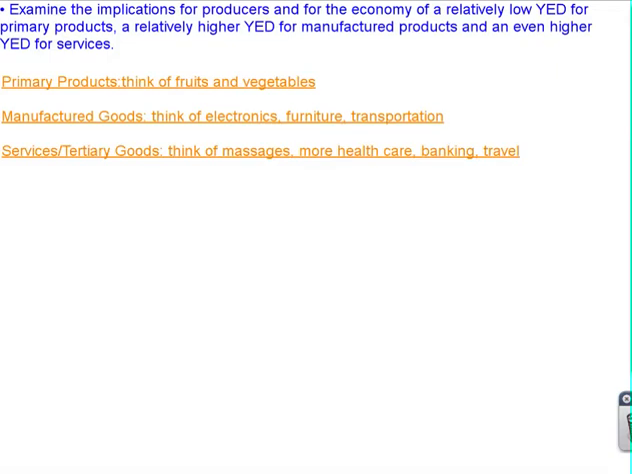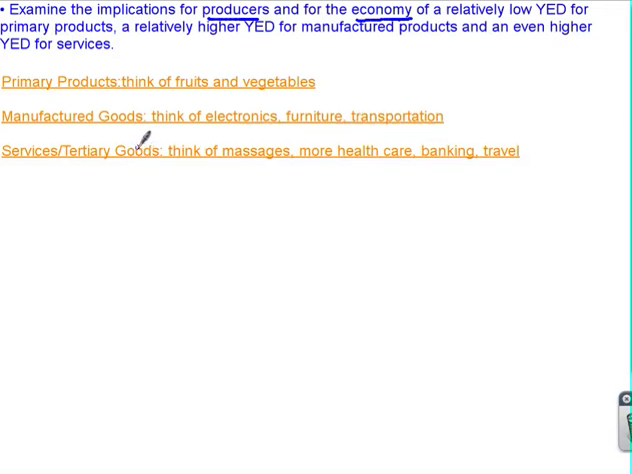All right. Now the last thing that we want to look at is the implications for producers and for the economy of a relatively low income elasticity for primary products, higher for manufactured, and even higher for tertiary goods. Okay. Or services. So primary products, when we think of primary products, this is just the basic raw materials generally. Think of like fruits and vegetables and things like that. Manufactured goods, think of electronics and furniture and transportation.